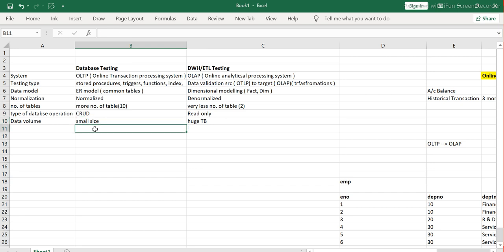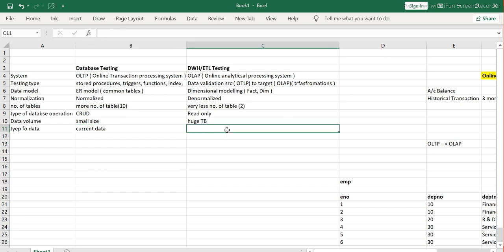Now the type of data here will always be current data, and this one will be current plus historical data.